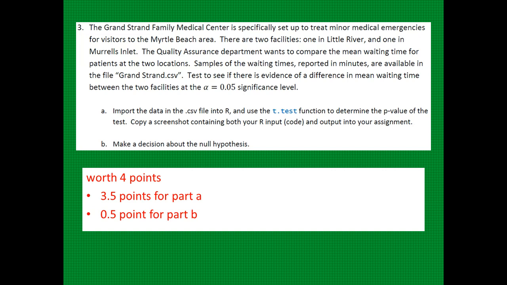1.5 of that is essentially for getting the data into R and getting it separated out. So half a point for the read.csv function, then half a point for storing each of the samples, and that would add up to 1.5 total. Then the other 2 points is the t.test function itself.